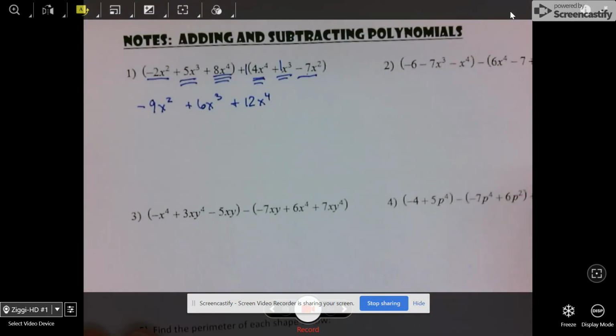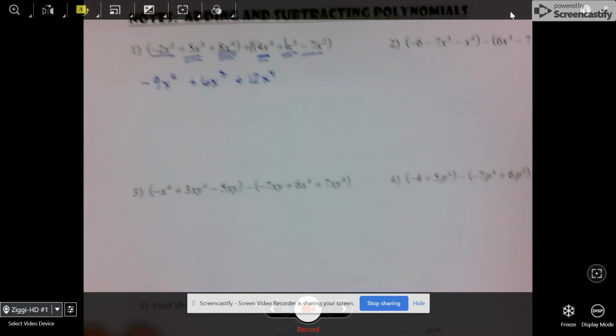Okay, things can get a little tricky when you have subtraction, just like always. Treat subtraction like distribution of a negative 1. So I'm going to distribute first. I'm going to rewrite these.